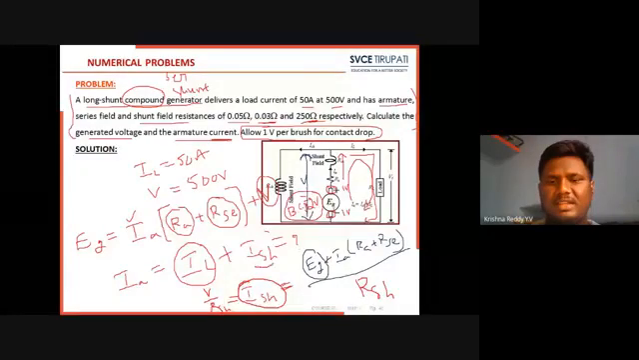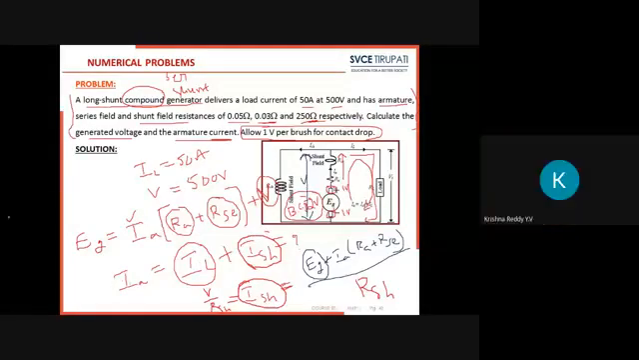When you calculate the shunt field current, you can directly calculate the armature current. After that, by substituting the armature current in this EMF equation, we get the induced EMF voltage.